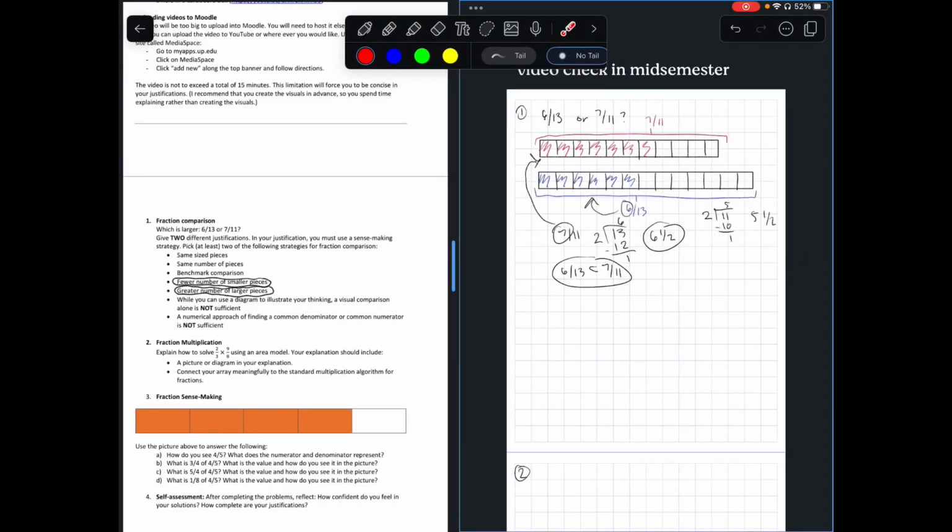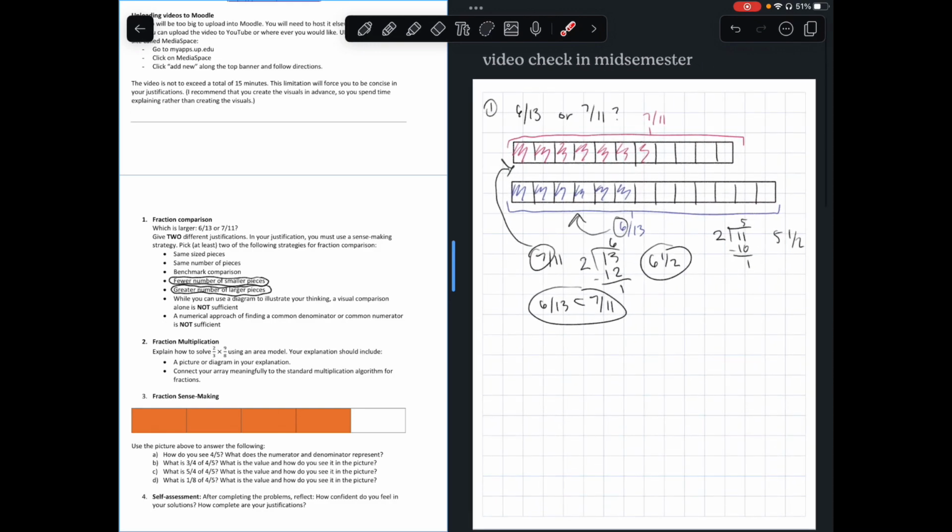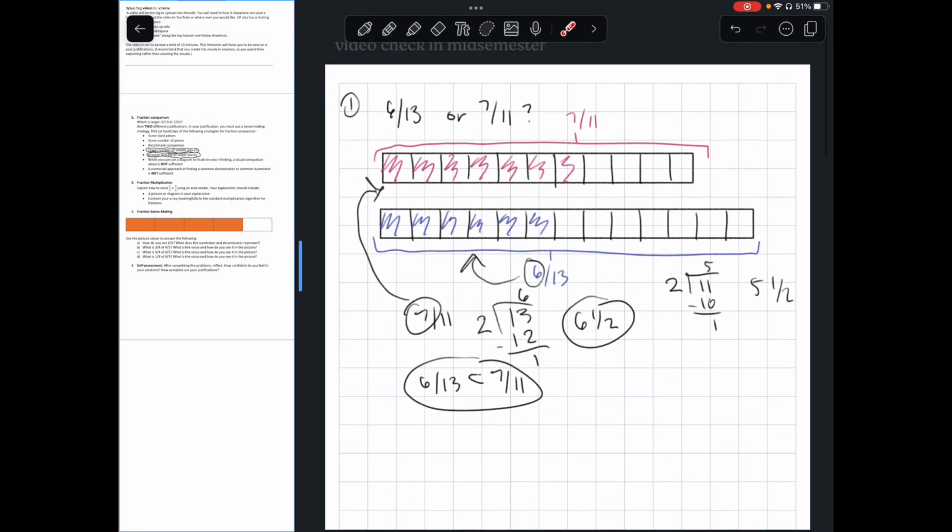Hi, I'm going to start off by showing number one. And the tactics we're going to be using today are fewer number of smaller pieces and greater number of larger pieces. And as you can see, I already have the model here shown.